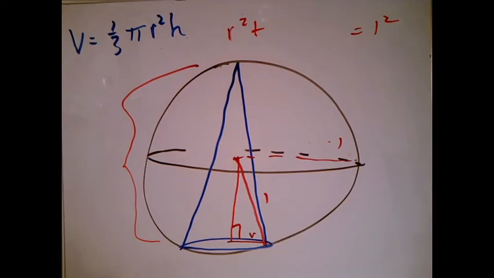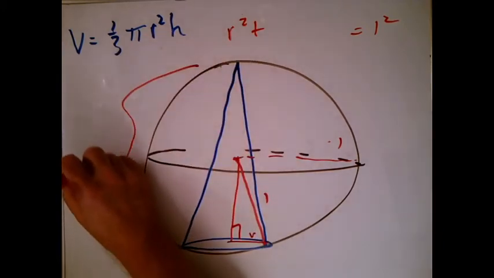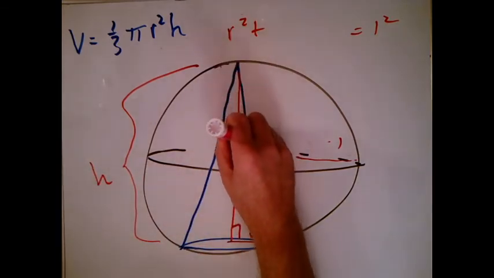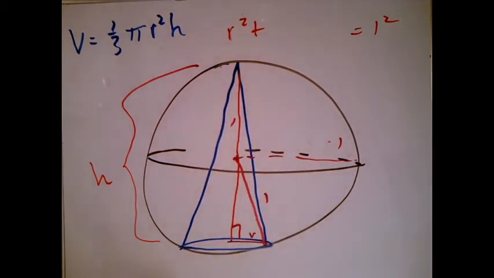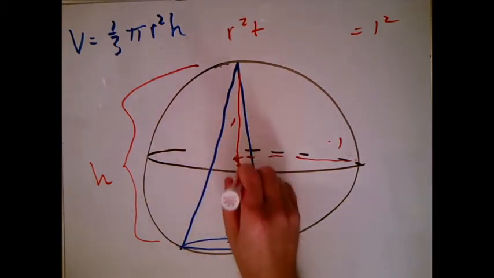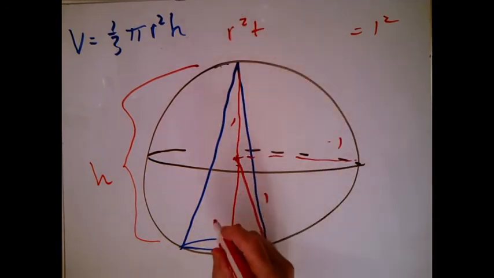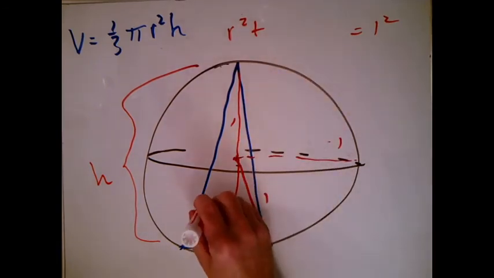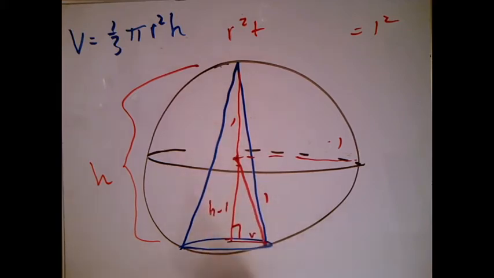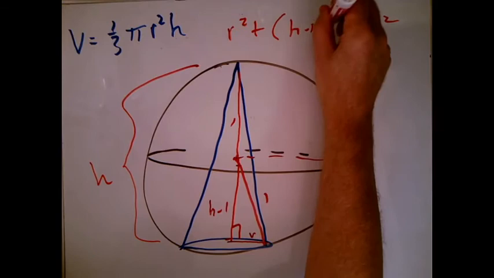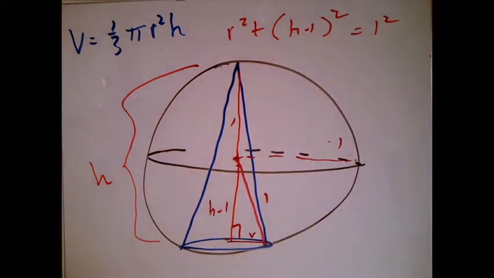Now, how am I supposed to find that length right there? I know that this big height right here is h. I also know that this length right here is 1. Now what that makes, this length right in here is the big length h minus the little length 1. So the little length I get right here is h minus 1. So I'm going to get h minus 1 quantity squared equals 1 squared.